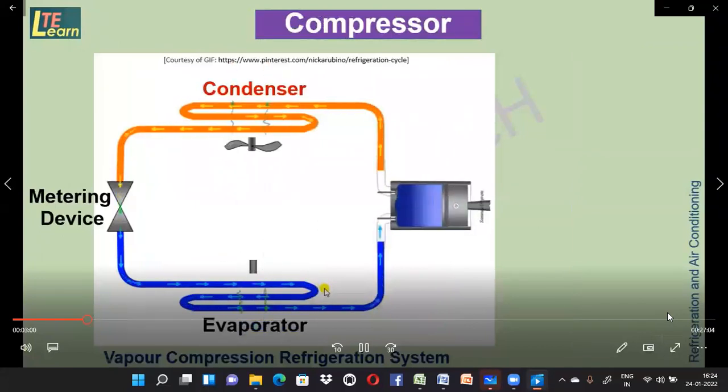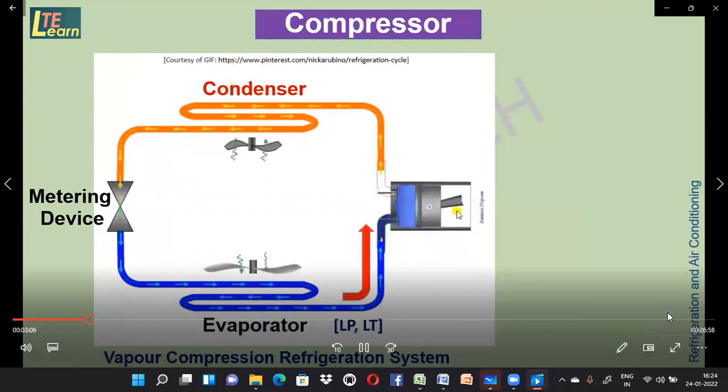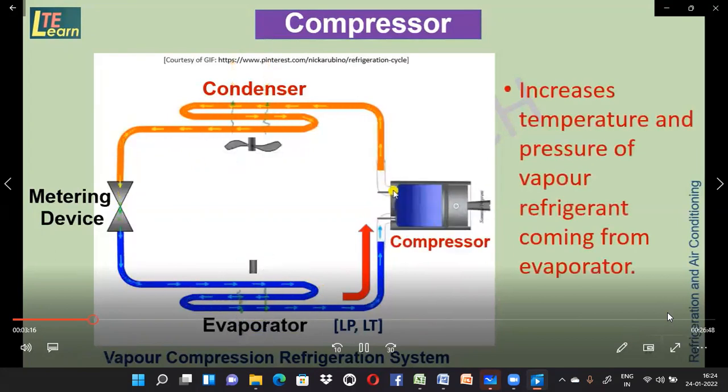So from the evaporator, low pressure and low temperature vapor refrigerant goes to the compressor. In the compressor, this low pressure and low temperature vapor is compressed. Thus, its temperature and pressure is increased. Also, its thermal energy is increased. So, the temperature of vapor refrigerant is going above the atmospheric temperature.